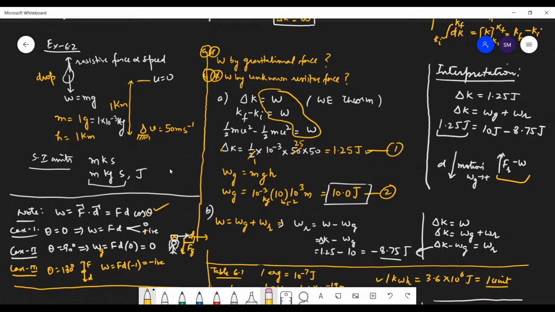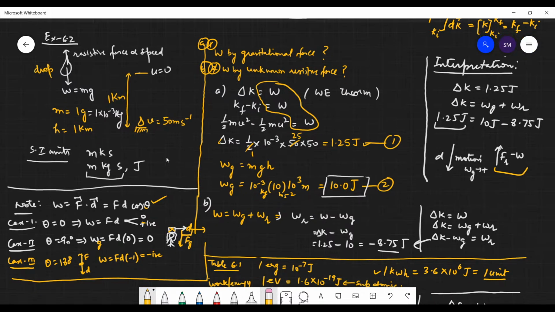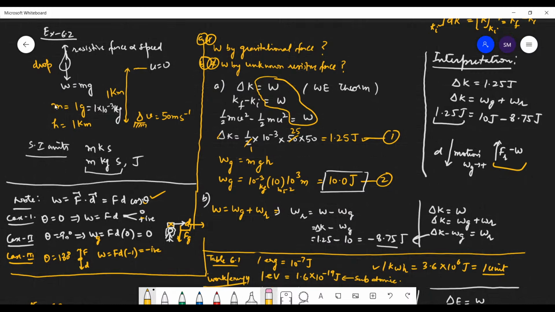We did one example, 6.2, in which a drop was coming down, and there is a drag force, a resistive force directly proportional to the speed. So the more the speed of the drop, the more the resistive force. That's what the question was about. Here we need to find the work done by the gravitational force and the work done by this upward resistive force. By the work-energy theorem, we know that change in kinetic energy equals work done. So what is the change in kinetic energy here?